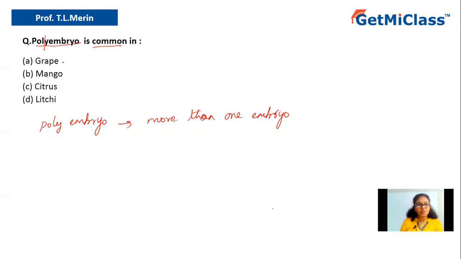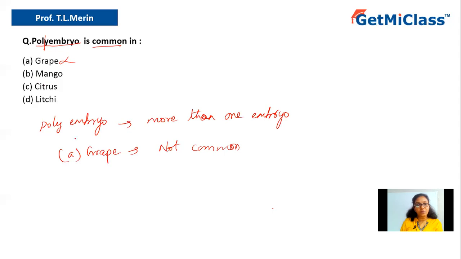Let us look at the options. Option A says grape. Do you think polyembryo occurs in grape? Can you find more than one embryo in grape? When we're talking about more than one embryo, we are actually talking about more than one seed. So yes, polyembryo does occur in grape, but it is not very common. In some you may find one seed, in some two seeds, but not common. So option A is ruled out.